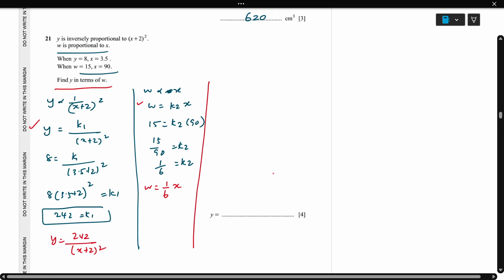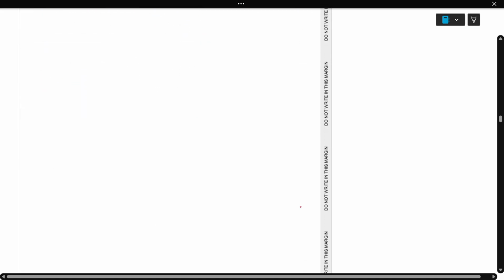Okay, now the question says find y in terms of w. So y is already here, so y equal to 242 over x plus 2 whole square, in terms of w. So I'll plug in the x value. From here I'll make x the subject, so 6w equal to x. So plug in here 242 over 6w plus 2 whole square. That's the final answer, 242 over 6w plus 2 whole square. Yeah, that's the end of the paper.